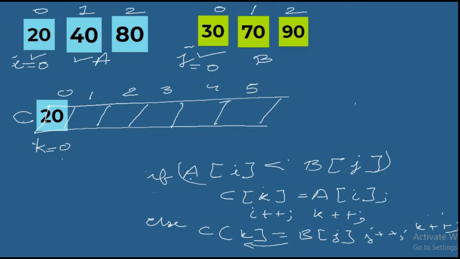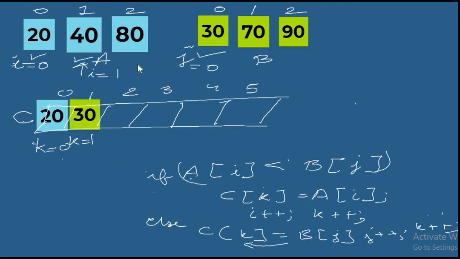Now the value of I is 1 and K is also equal to 1. Now again we will compare. AI is less than BJ, so again we are going to compare if AI is less than BJ. J is still at 0, so 40 will be compared with 30. Now 30 is smaller, so 30 will go in the C array.